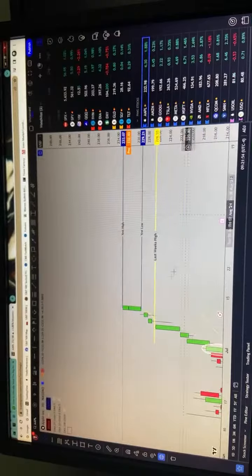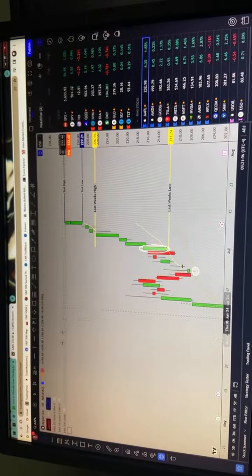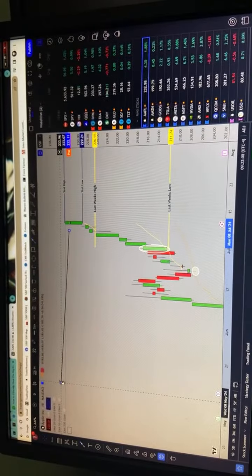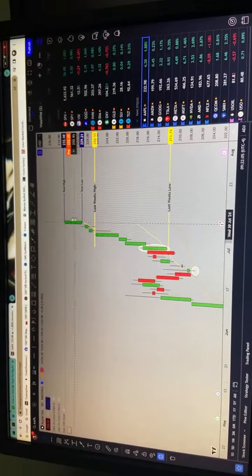All right, we got to get a little careful with Apple. Now, there's no supply to the left. That's always going to be a challenge because we have no objective level of supply to the left where institutions proved to sell off. Okay, so that's going to be always challenging to short a market at all-time highs, right?